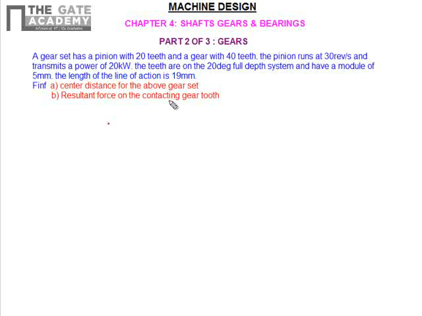So we can list out the parameters given. For the pinion, the number of teeth N1 is equal to 20. And for the gear, N2 is equal to 40. The pinion runs at 30 revolutions per second, or 30 into 60, that is 1800 RPM, and transmits a power of 20 kilowatts, 20,000 watts. The pressure angle will be 20 degrees because it's a 20 degree full depth system, and the module of the gear system is given as 5 mm.